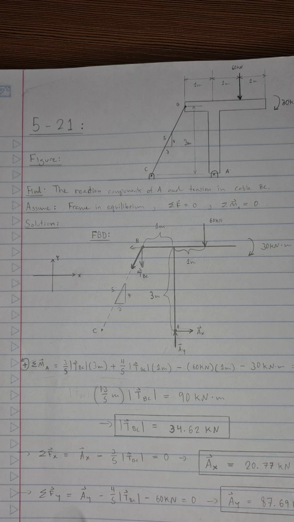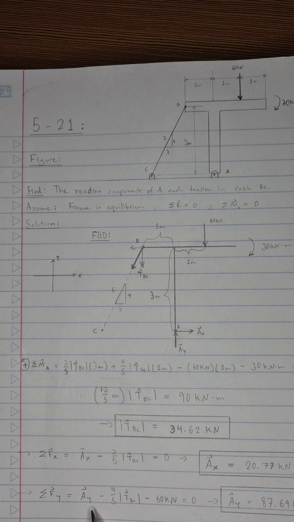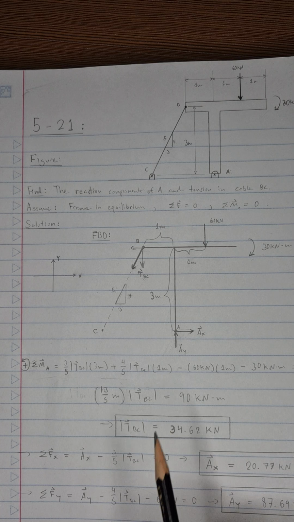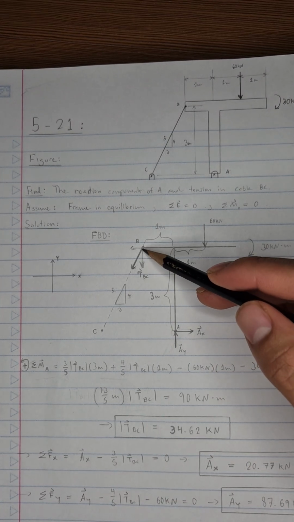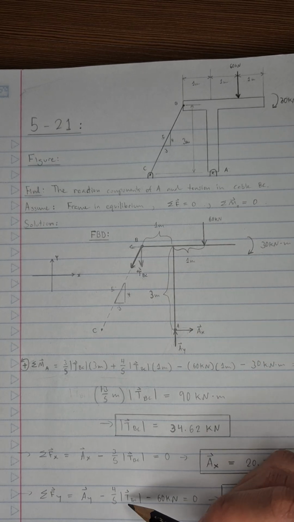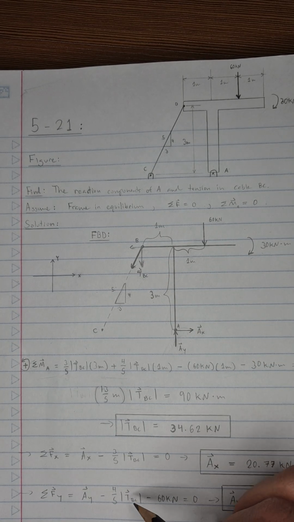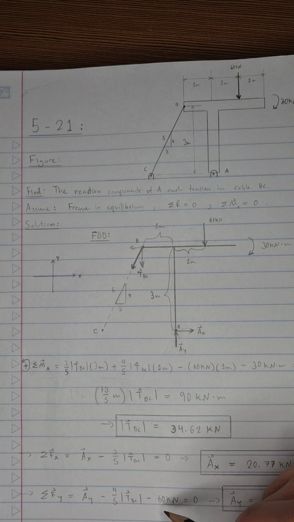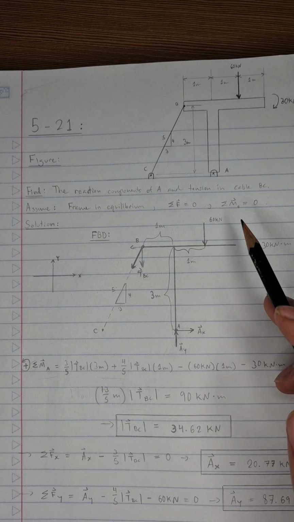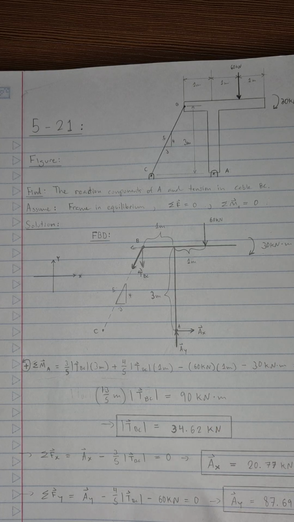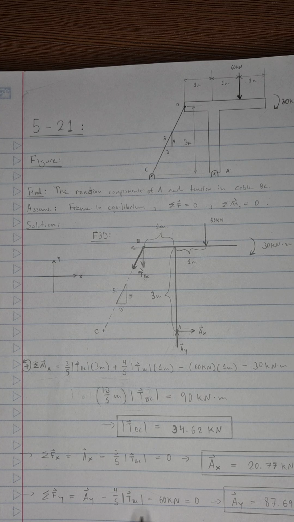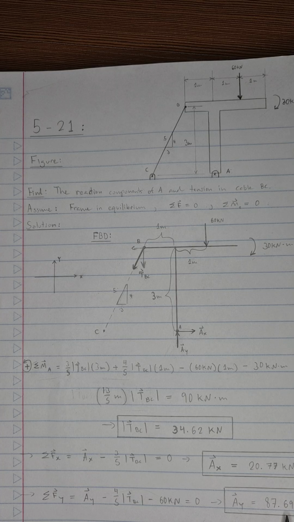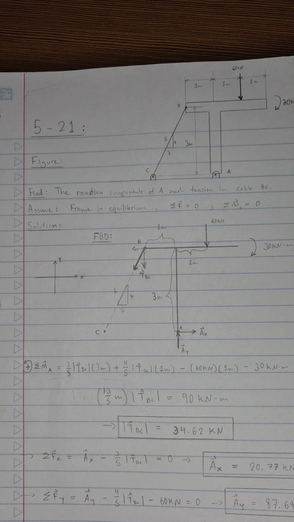And similarly, looking at summing the forces in the Y direction, we get that vertical component of that reaction at A minus this vertical component of that tension force, which is 4/5 times that tension magnitude. And then we've also got that 60 kilonewton force in the negative Y direction. And then we know that the summation of those forces is going to be equal to 0. And so from there, we get A sub Y is equal to 87.69 kilonewtons in the positive vertical direction.